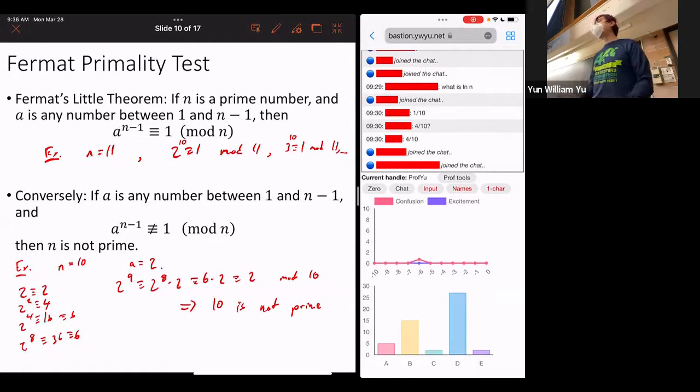Okay, and so this is basically the Fermat Primality test. Basically, if I can give you some number a, such that a to the n minus 1 is not congruent to 1, then I know that n is not prime. So this is a test, and it will tell me if a number is not prime. It won't tell me that a number is prime, but it will tell me when a number is not prime.